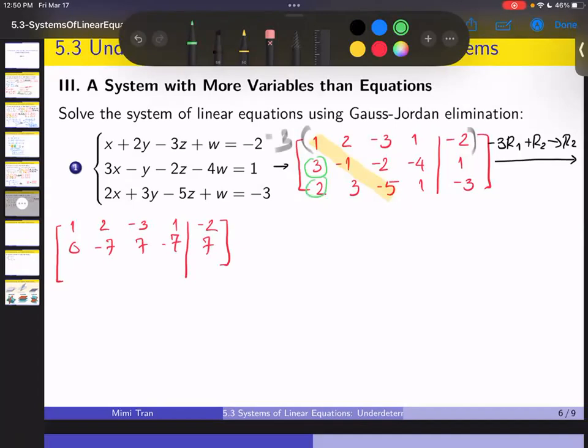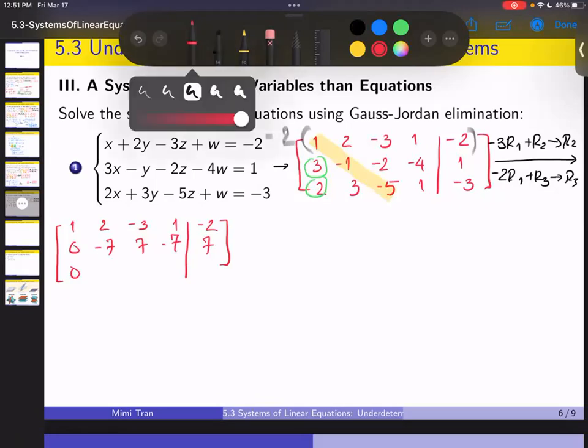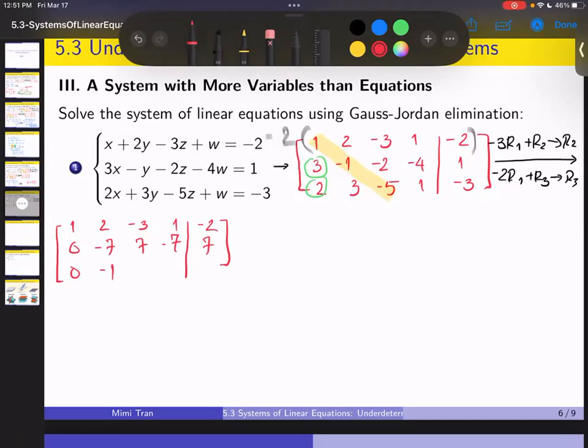Same thing, next step. You take -2 times R1, add to R3. Everybody should be pro by now with these first few steps. 0. Negative 4, 3 is negative 1. Positive 6, negative 5 is 1. Negative 2, 1 is negative 1. Positive 4, negative 3, positive 1. So far, so good.